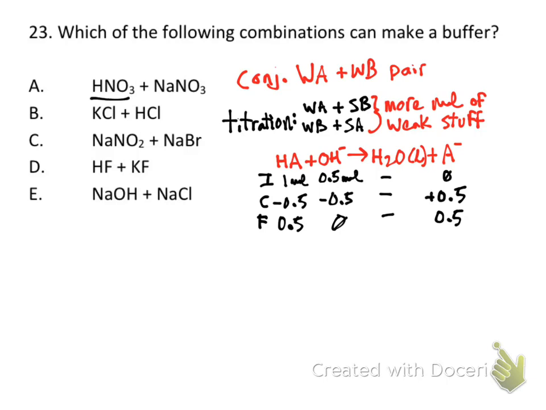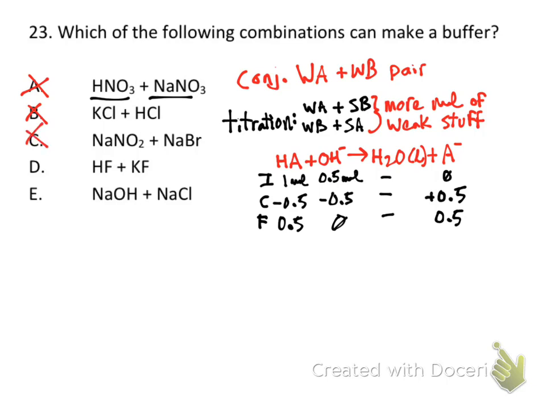So let's look through these answer choices. HNO3, strong acid, plus NaNO3, which is a neutral NO3 minus, a negligible base. No, this is just a really acidic solution. KCl plus HCl. Well, no, that's also just a neutral salt and a strong acid.